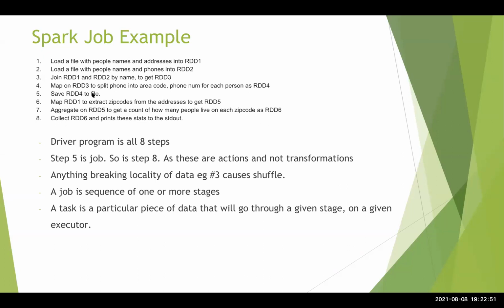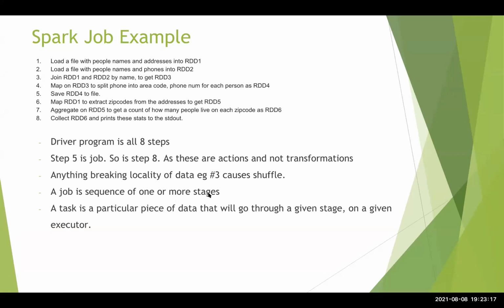Step 5 here, because you're saving to a file, is a job. And in step 8, you're collecting. So why is step 5 a job? Because it's an action. Step 8 is also a job because it's another action. There are only two actions here, 5 and 8. What are the others? You are loading it, joining it, mapping it. These are all transformations. A job is a sequence of one or more stages.